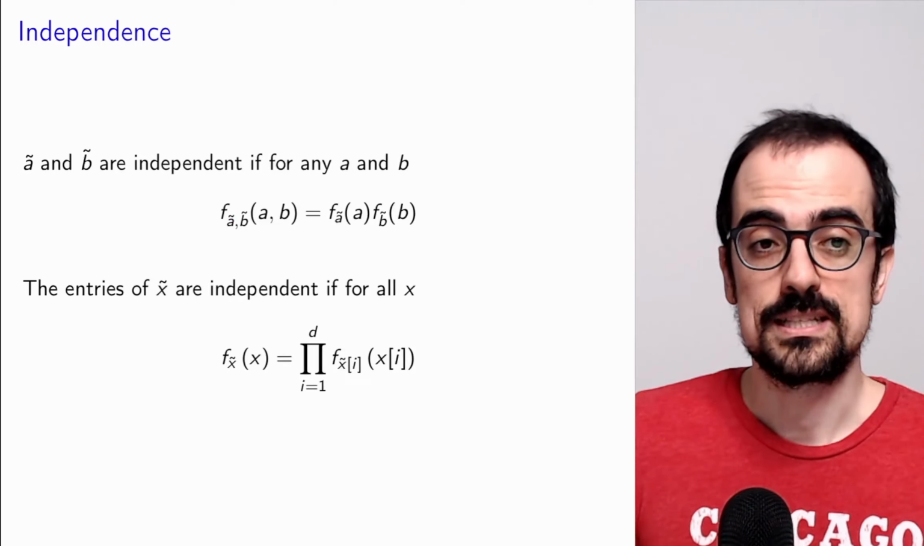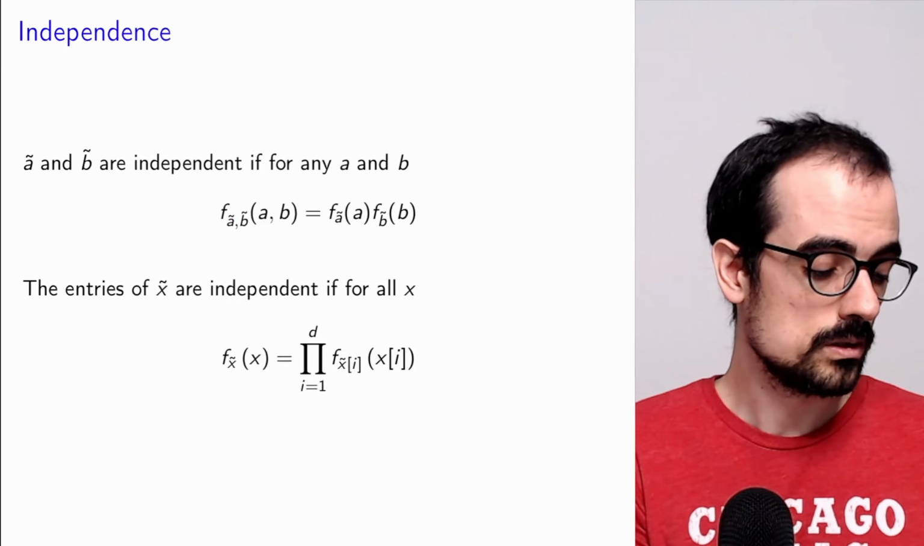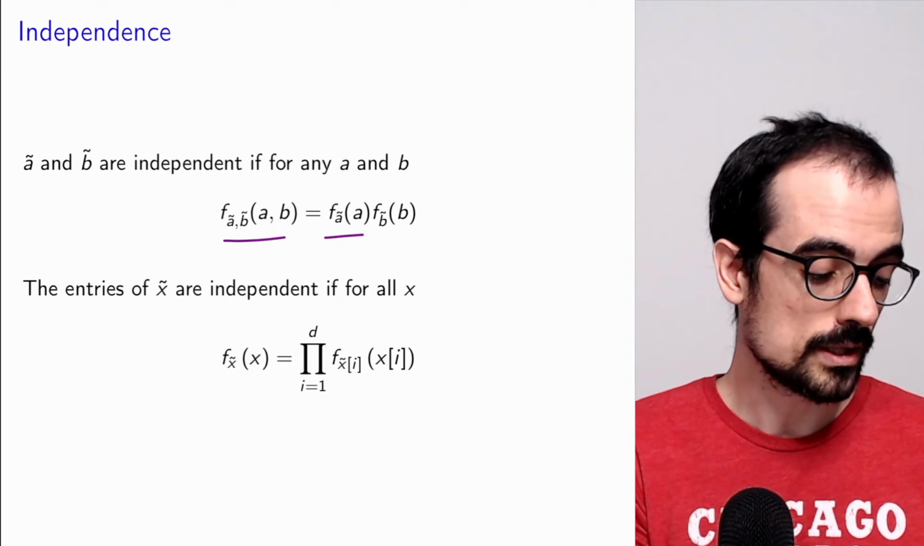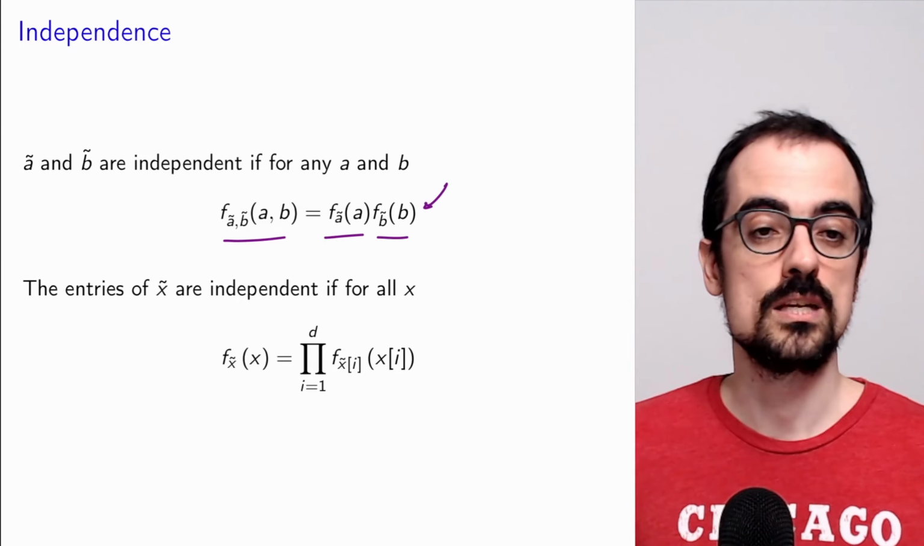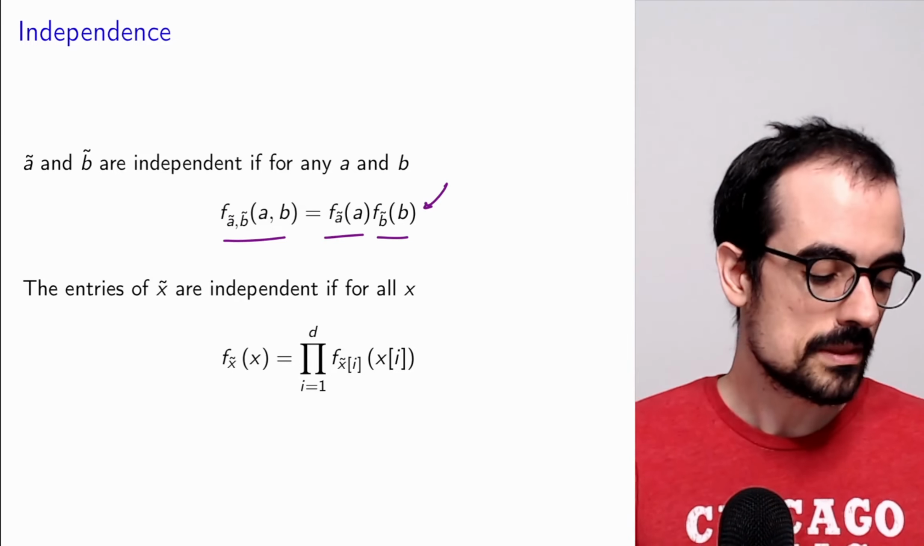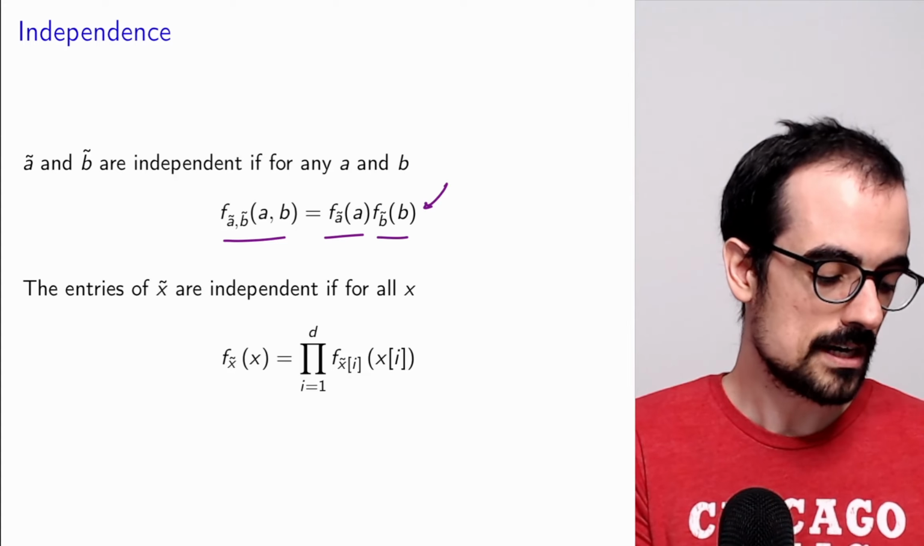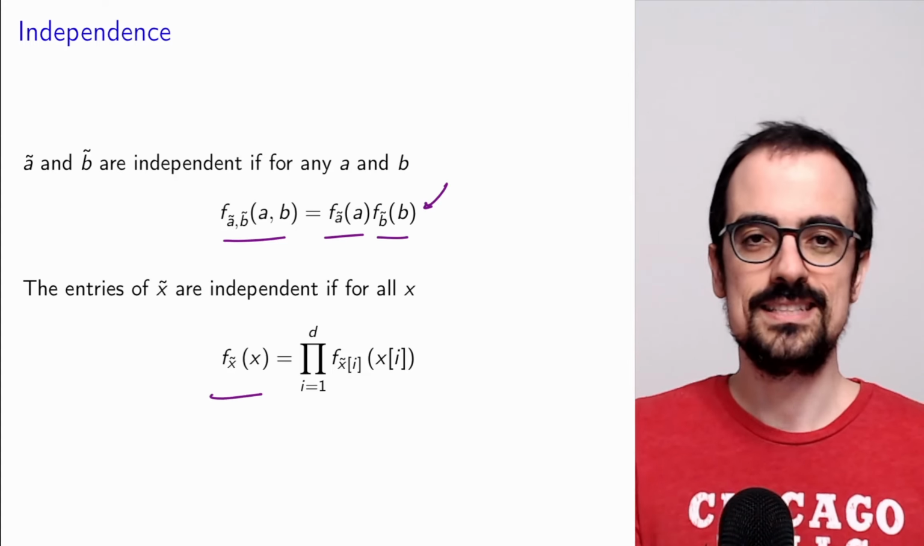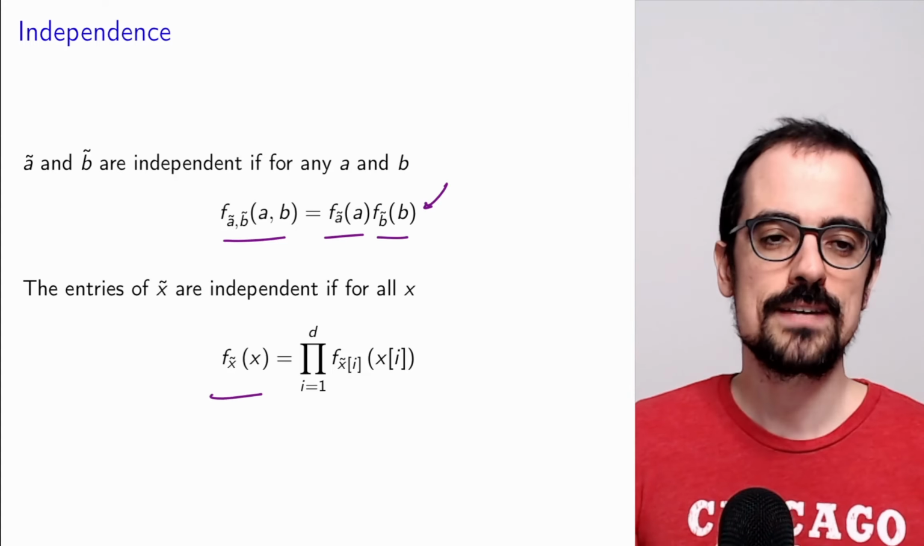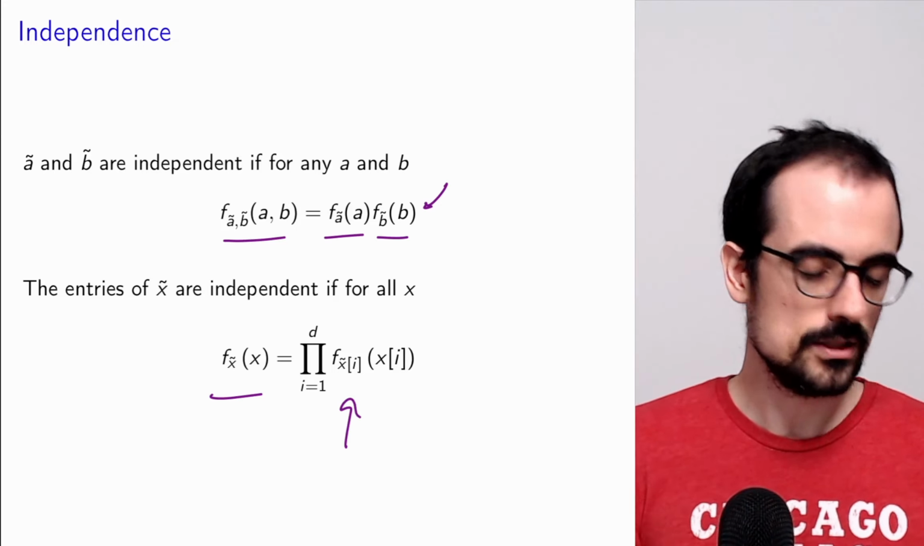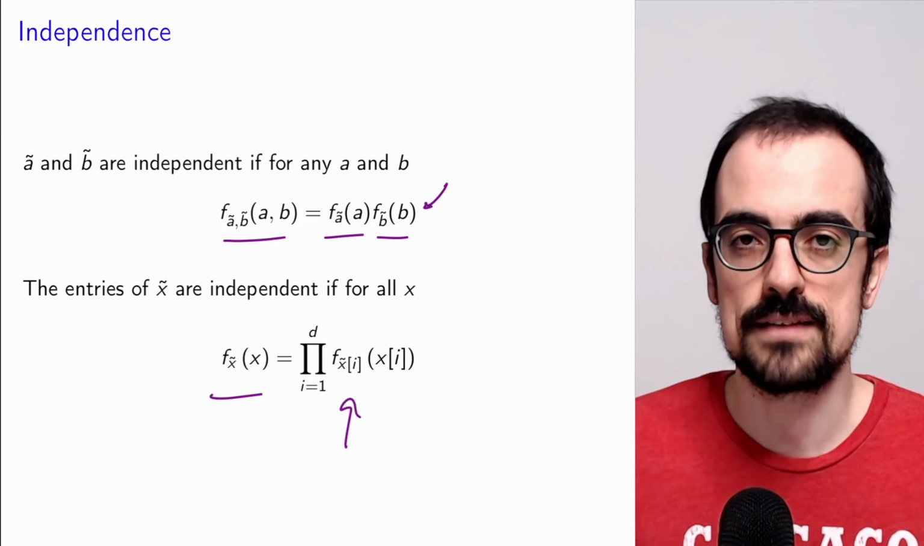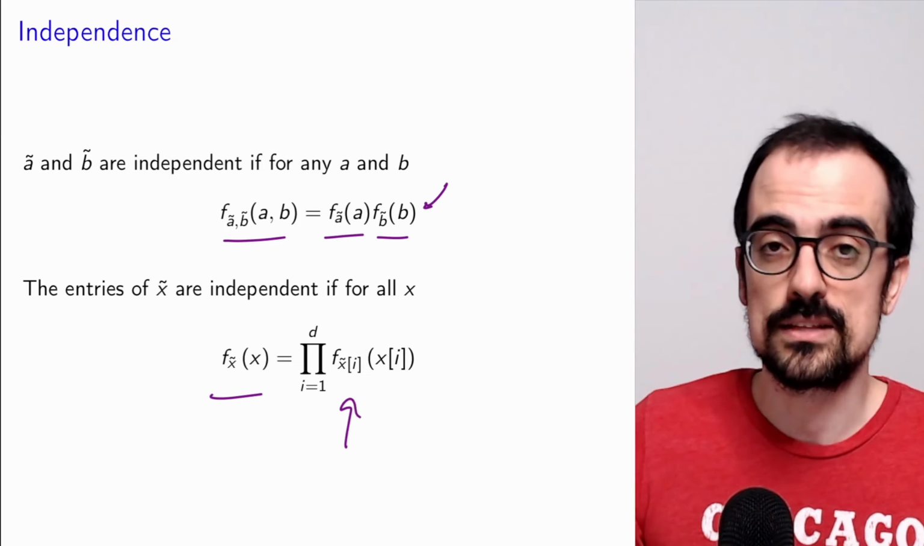Or we can express this in terms of the chain rule. In the chain rule, the joint PDF is going to be given by the product of the marginals because this guy is equal to the conditional. Same thing for multiple random variables. The joint PDF of the D entries of a D-dimensional random vector is going to factorize into the product of the marginal PDFs of each entry if the entries are independent.